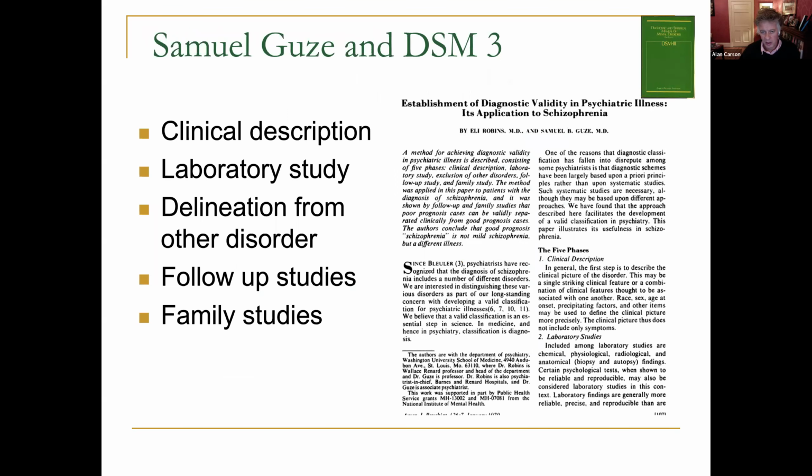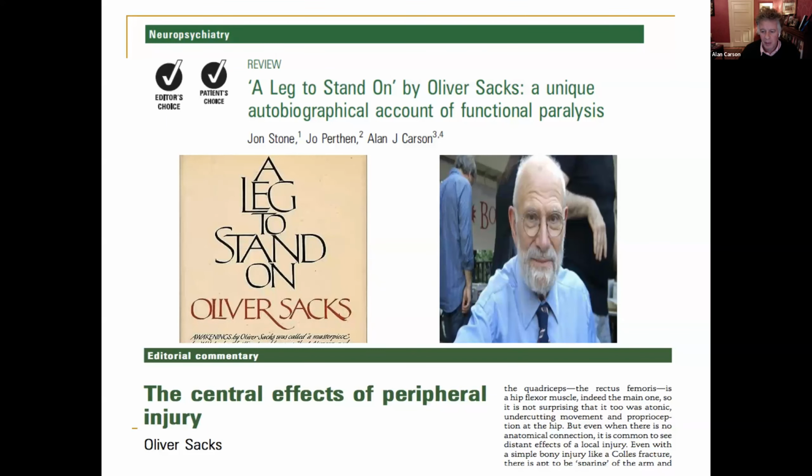As this was going on, Samuel Guze was doing his work, setting up diagnostic criteria, clinical descriptions, laboratory studies, delineation from other disorders, follow-up studies, and family studies. And I think you could say the functional disorders tick the box. We've got a clear clinical description, we've got laboratory criteria, at least as far as tremor and movement disorder go. We clearly delineate from other disorders with follow-up studies, and there is a genetic link known. So we're making progress. What about patients?